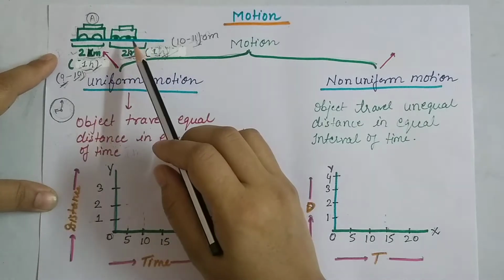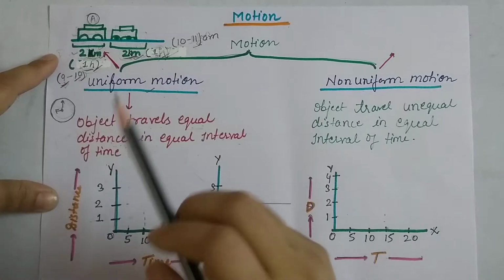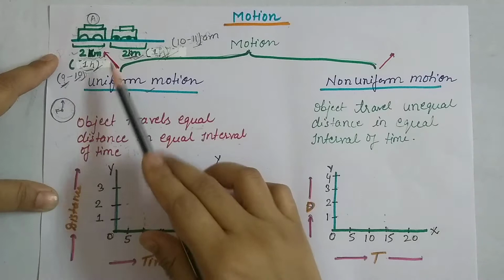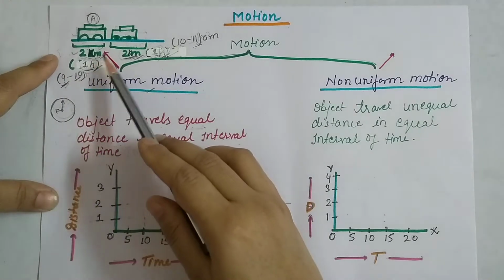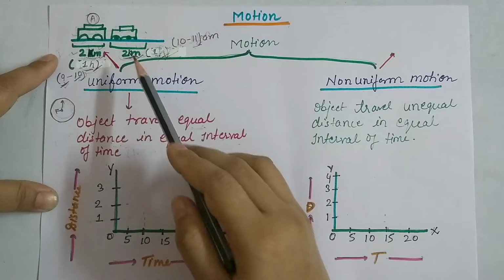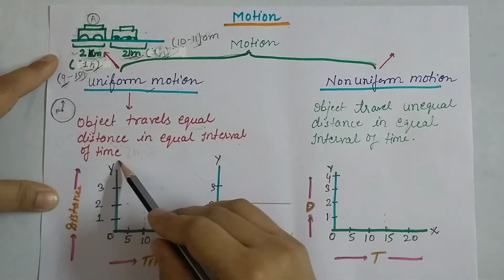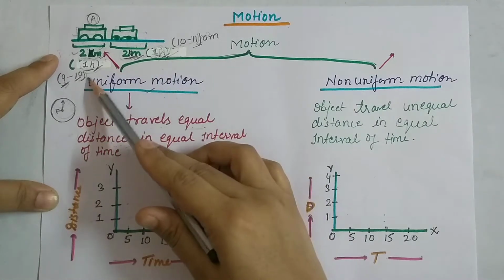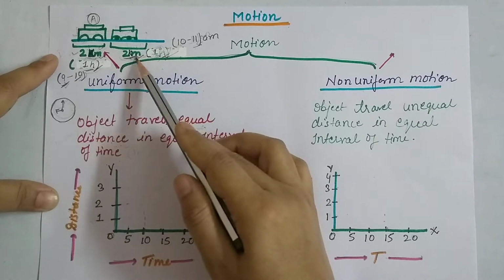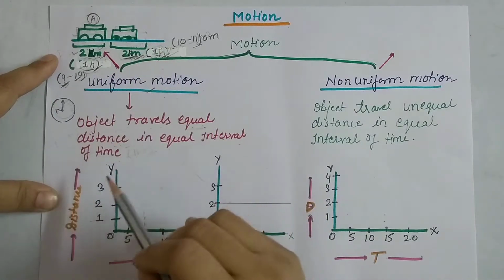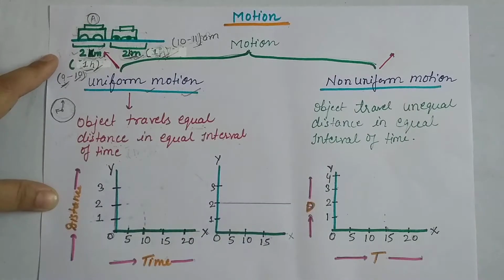So it shows that this bus is showing uniform motion because it travels equal distance. That equal distance is 2 kilometer, again 2 kilometer. So the object travels equal distance in equal interval of time, and here you are able to see that the time is 1 hour. In the next 1 hour it also moved 2 kilometer. So we can say that this bus is in uniform motion.